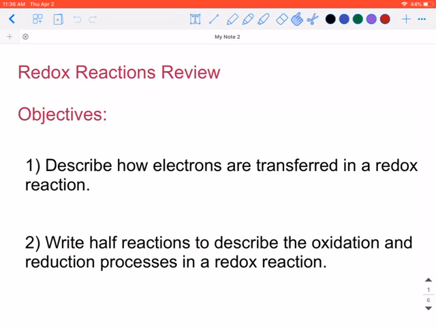By the end of this video, you should be able to describe how electrons are transferred in a redox reaction and write an oxidation half reaction and a reduction half reaction. Get out some paper, write down what you feel like you need to write down, right? These are your notes. You are an independent learner now, so do what's best for you, okay?